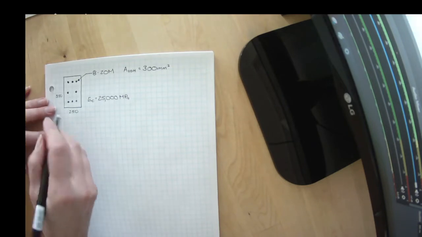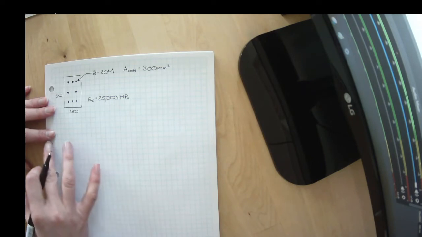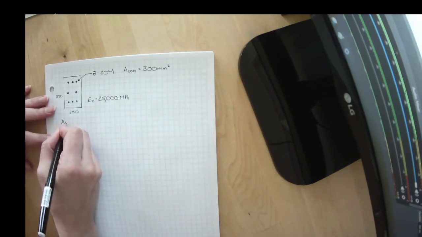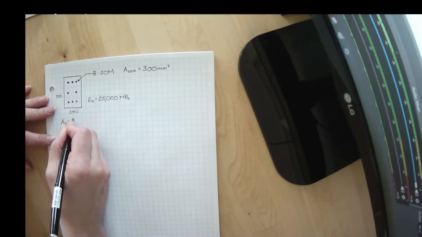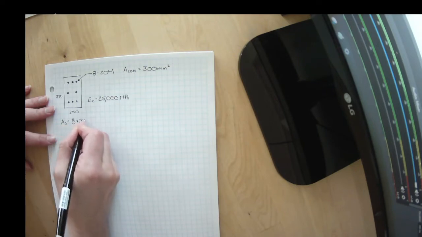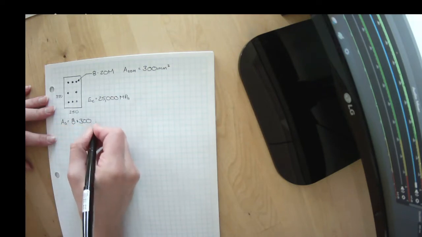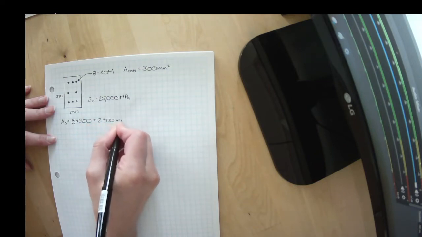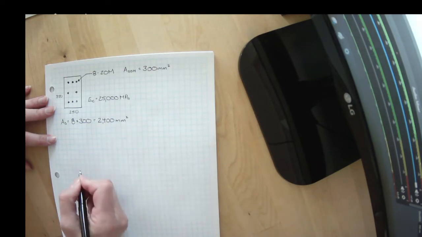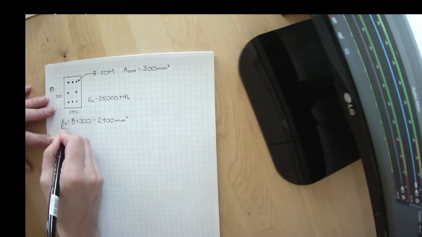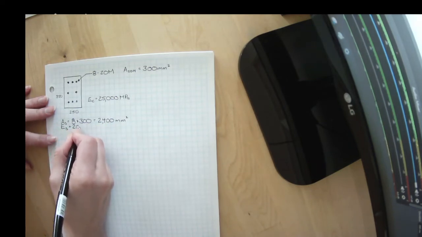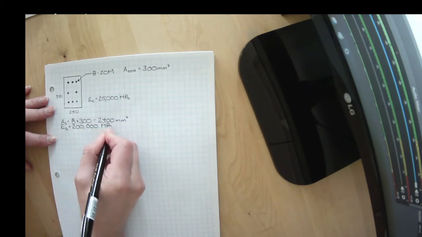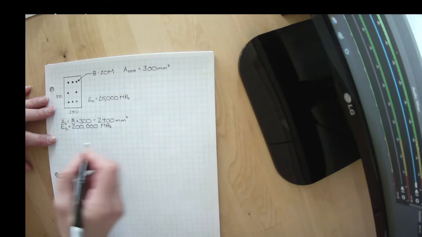So let's figure out what our E and A is of all of our bits here. So the area of the steel, we have 8 bars that are 300 millimeters squared each, or 2,400 millimeters squared. E of steel is the same. We know E of steel is 200,000 MPa.